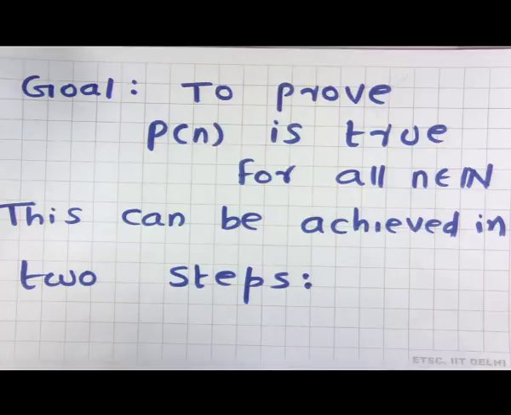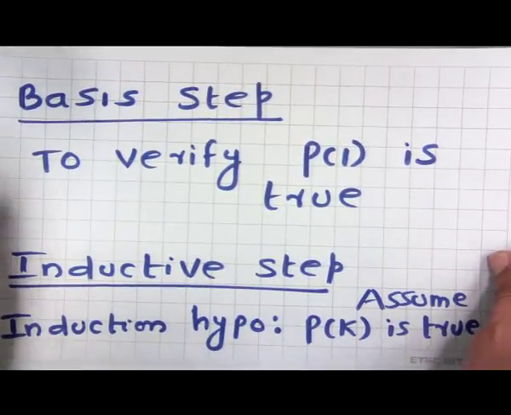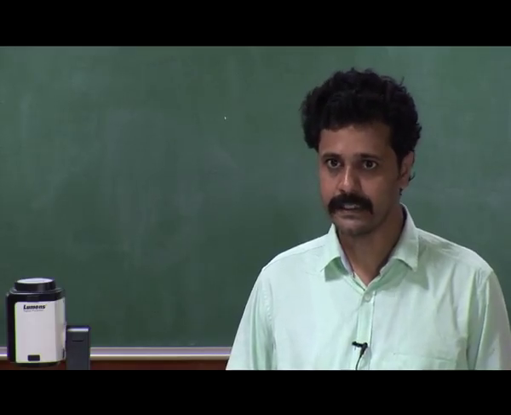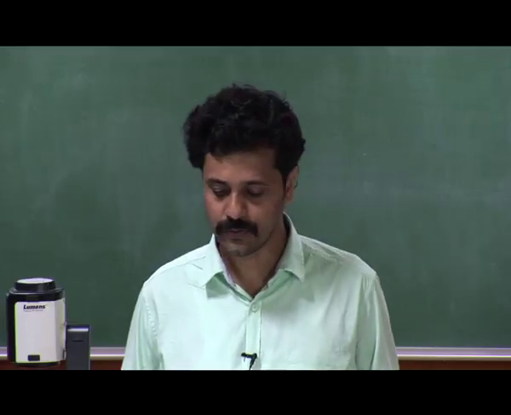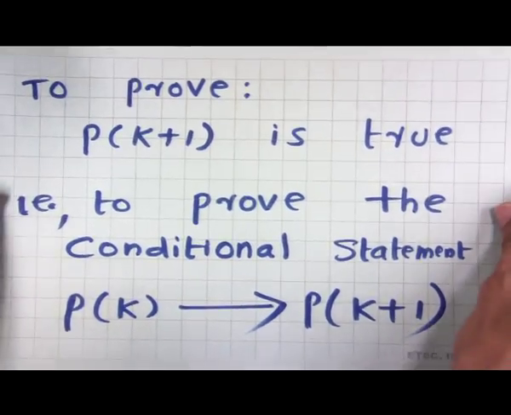Mathematical induction tells you that this can be achieved in two steps, namely the basis step, in which we verify that P of 1 is true, and the second step, namely the inductive step, in which we assume that the given statement is true for an arbitrary but fixed k, that is, we assume P of k is true and we prove that P of k plus 1 is true.